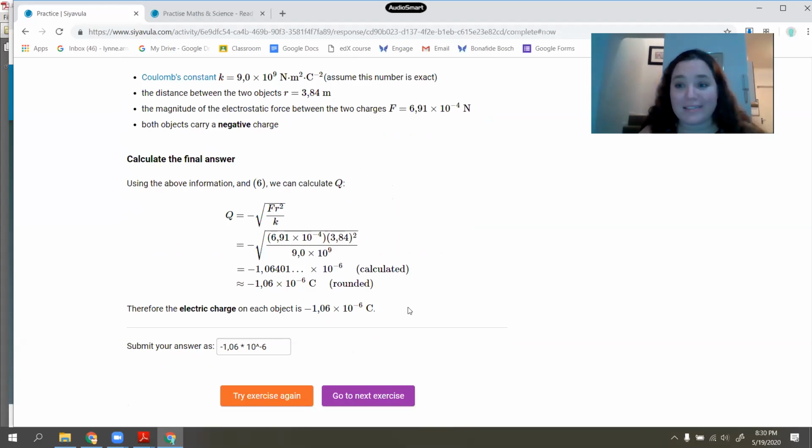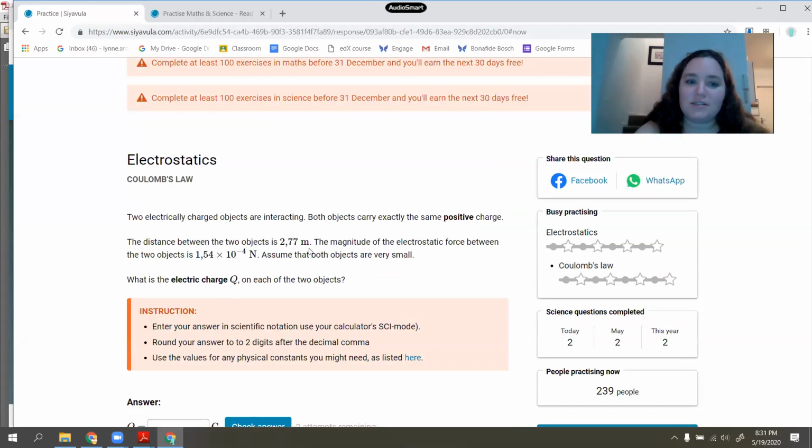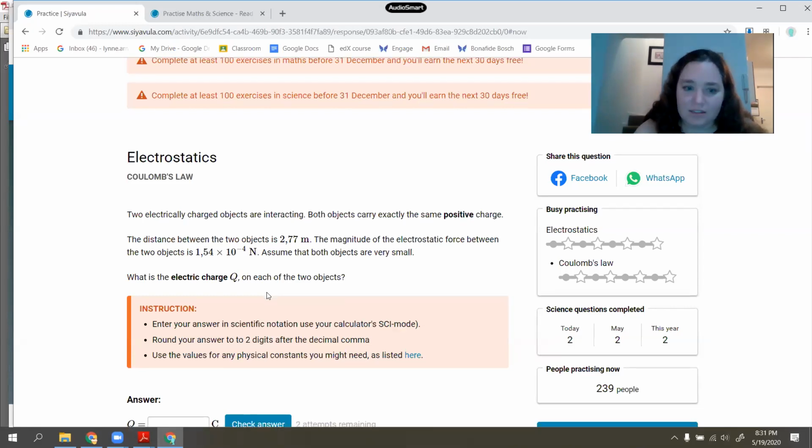Now, what's clever about the system is it says try the exercise again. Quite often when we do that at school, it means, oh cool, we're just going to redo exactly what we've done. If I say try the exercise again, it's changed the distance and it's changed the force between the two charged objects. So I can now, on a completely fresh question, redo the question and check that I've really got the idea, not that I can just plug in what I did last time.